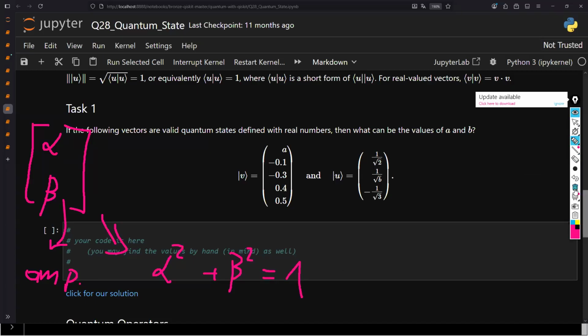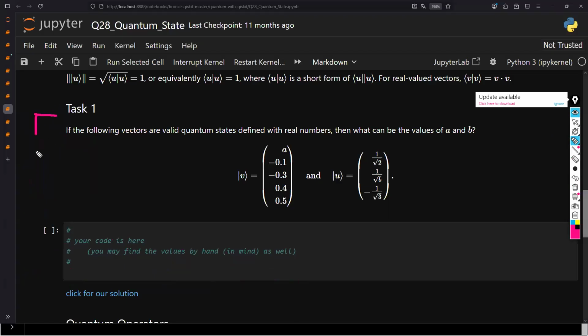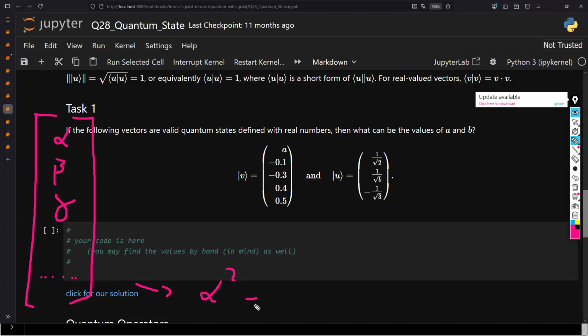And what I told you as well is that no matter the amount of these amplitudes, we could have alpha, we could have beta, we could have gamma, we could have many others. For all of them to represent a valid quantum state, the sum of squares of these amplitudes would have to be equal to 1 as well.